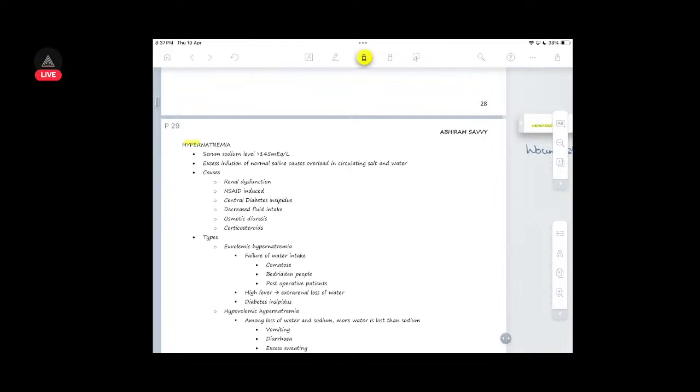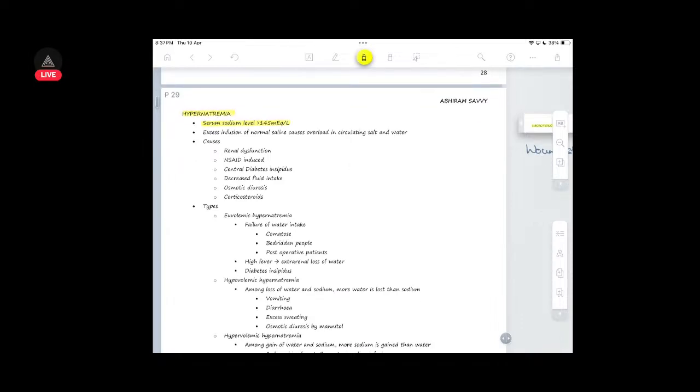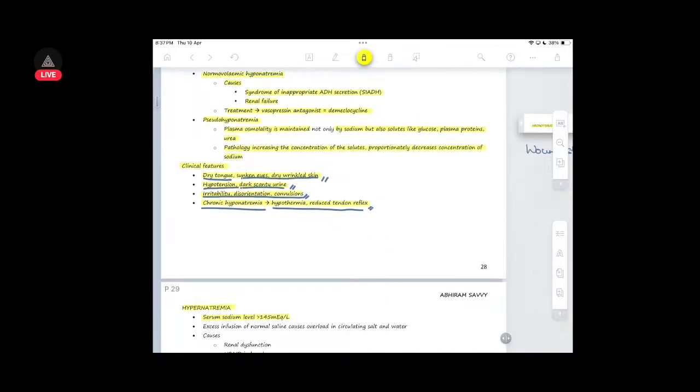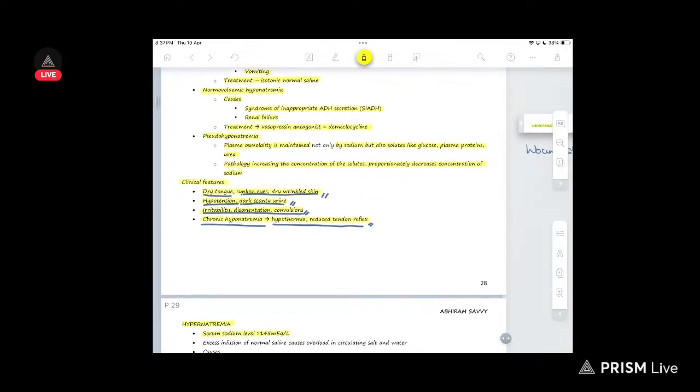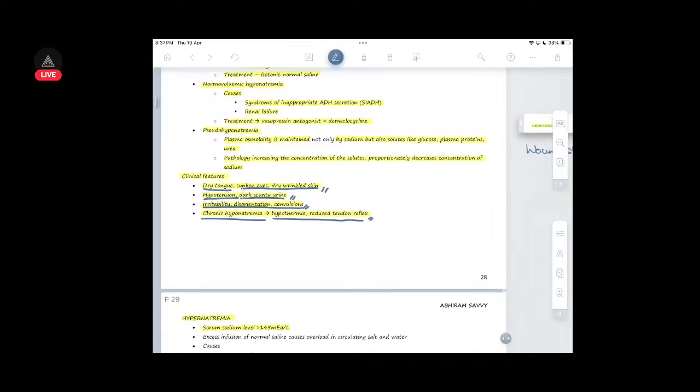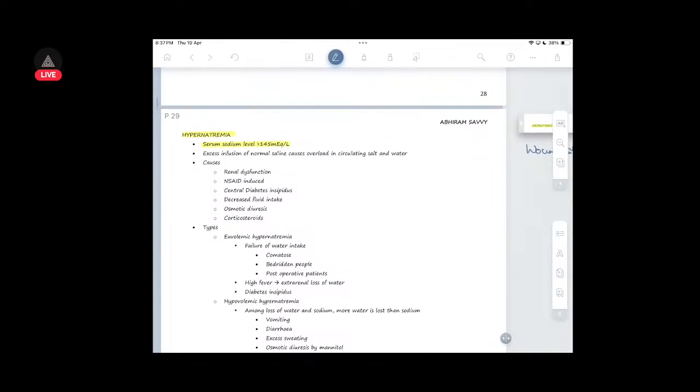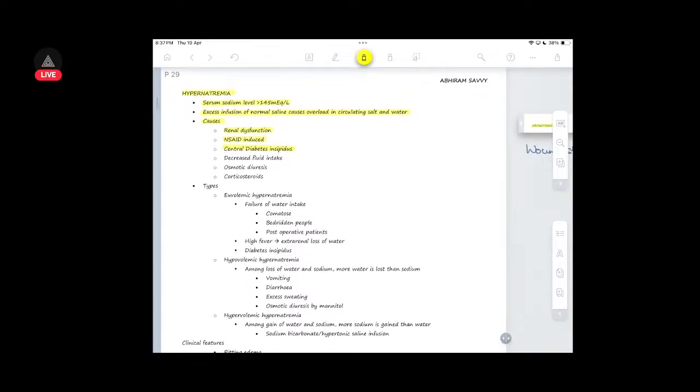Now we move on to hypernatremia. Hypernatremia is serum sodium more than 145. Pseudohypernatremia once again: plasma osmolality is not only by sodium but by these solutes too. Hypernatremia is sodium more than 145 milliequivalents per liter. Excess infusion of normal saline causes overload of circulating salts and water. It is caused by renal dysfunction, SIADH, central diabetes insipidus, decreased fluid intake, osmotic diuresis, and corticosteroids.